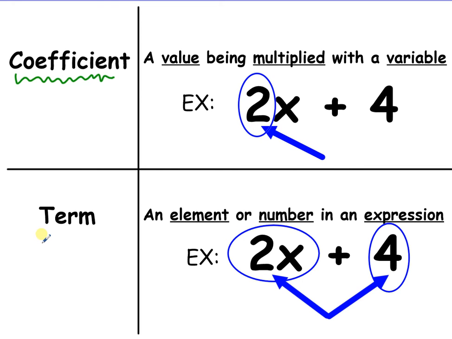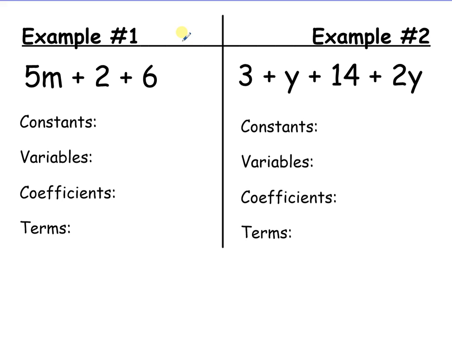Last but not least, we have term. A term is an element or number in an expression. I like to think about it as pieces of a puzzle that put together the whole expression. So over here in 2x plus 4, this 2x is one whole unit. This 4 is another unit, and these units are called terms. So this 2x is a term, and this 4 is a term. And if we had more numbers added onto here, or subtracted or multiplied or divided, those would be terms as well. All right, so let's go ahead and practice some of these.